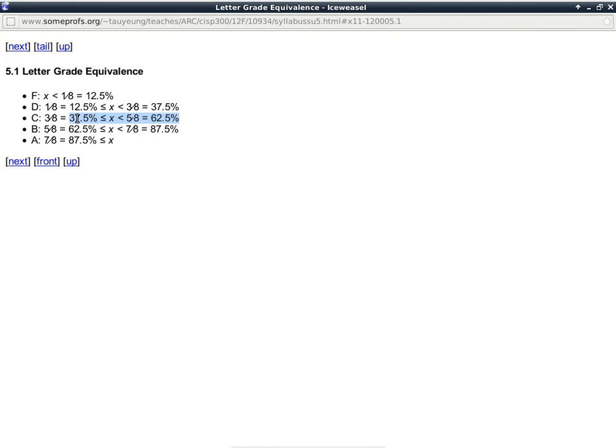And I think this assessment is actually fairly accurate. In other words, these percentages mapped to the letter grade are actually pretty accurate. It's really quite realistic given the way I ask questions in the exams.